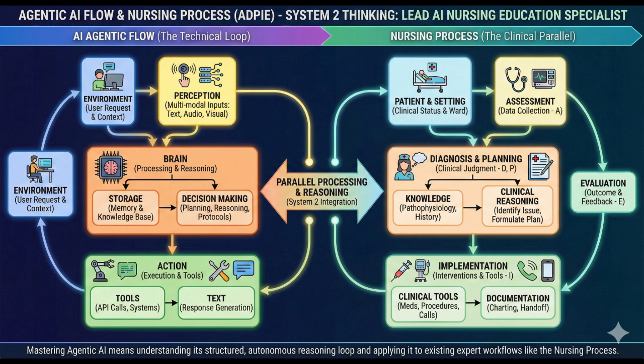Step 2. Gathering the data. AI Agentic Flow. Perception, multimodal inputs. Explanation: The AI senses the environment by taking in text, audio, or uploaded images. Example: The AI reads the text you typed or processes a photo of a document you uploaded.